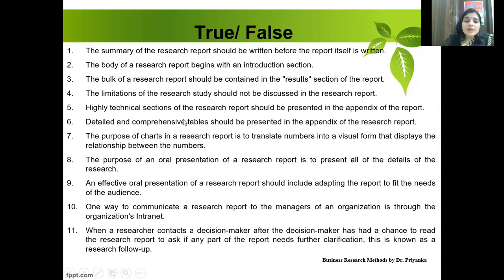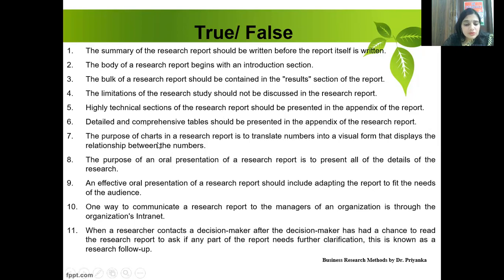Sixth is, detailed and comprehensive tables should be presented in the appendix of the research report. Yes, they should be presented in the appendix, so that whoever is interested can have a look at it, and most people would not be interested in that. Maximum people would be reading your results, or just the summary, and then only those parts which are required for their own study.